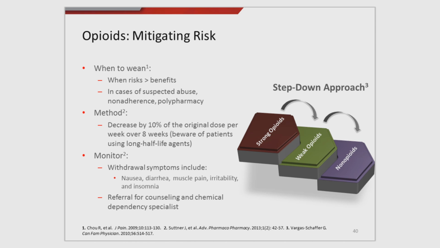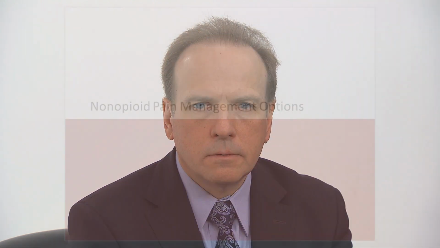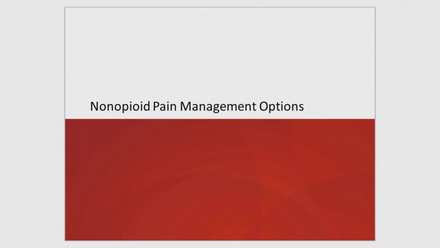One method I use is to decrease by 10% of the original dose when weaning them from long-acting agents first. Make sure that they have enough short-acting agents on board and be careful of the long half-life agents, because one of the concerns we have is withdrawal. Patients may withdraw with various types of symptoms, such as nausea, diarrhea, muscle pain, irritability, and insomnia. When it's difficult to wean the patient from opioids, we can think about counseling, if possible, even chemical dependency counseling. But again, the key thing is slowly withdrawing therapy and, of course, monitoring for some of these side effects of withdrawal.